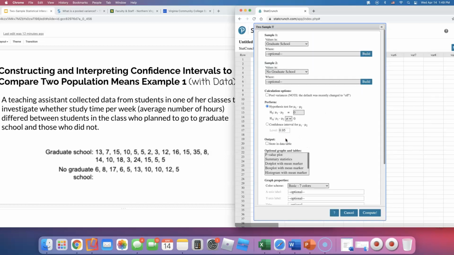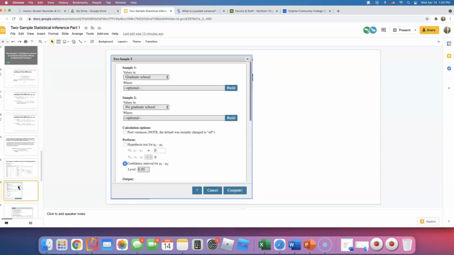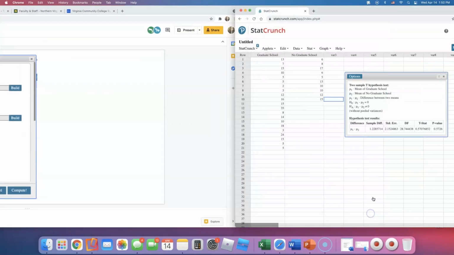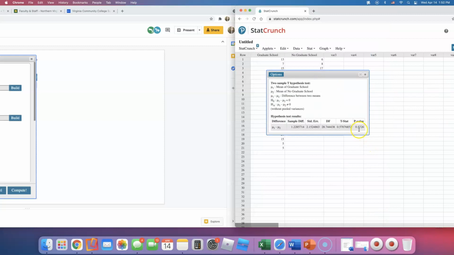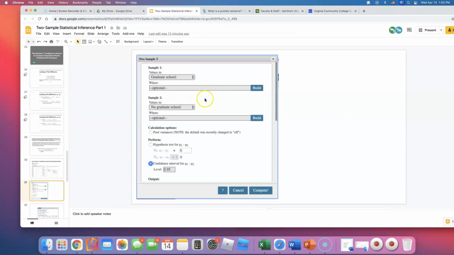I'm done. I'm going to take a screenshot of this. Hold on, maybe the picture already is up here. Oh yeah, it's already up here. And then I'm going to go ahead and click on compute. The p-value came out to be 0.5726. Let's see if that is matching what I have over here.